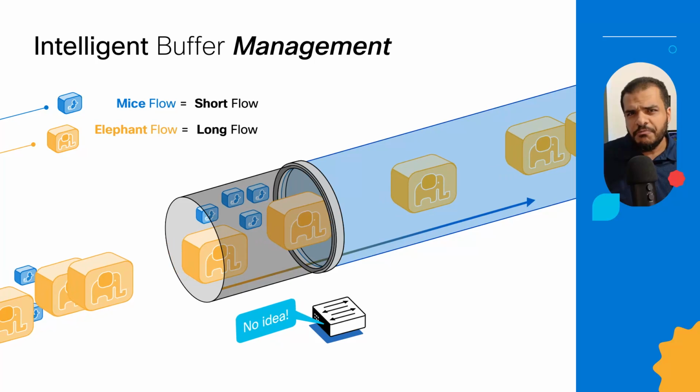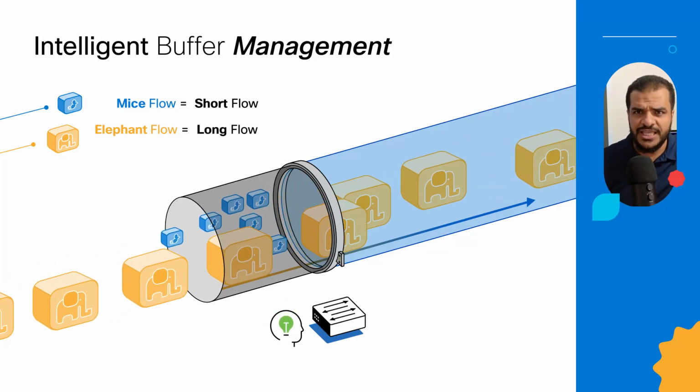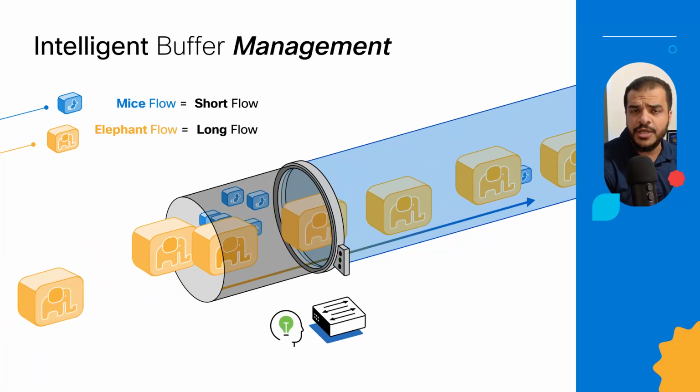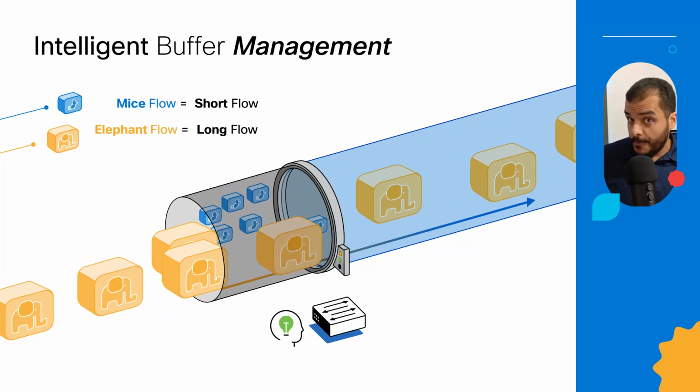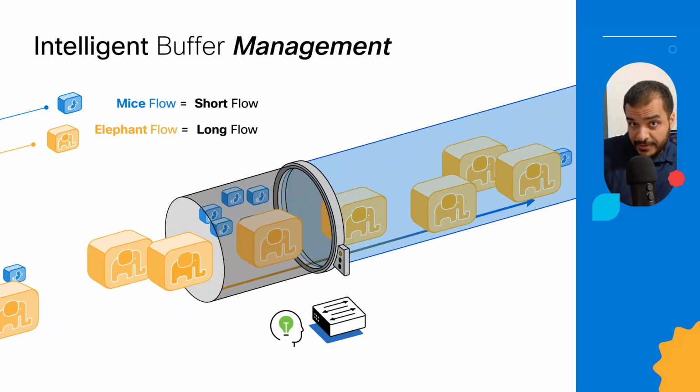The switch is supposed to be intelligent enough to distinguish those elephant flows that could be greedy in nature and can starve your network bandwidth. How? Well, we're going to know in a few minutes here.